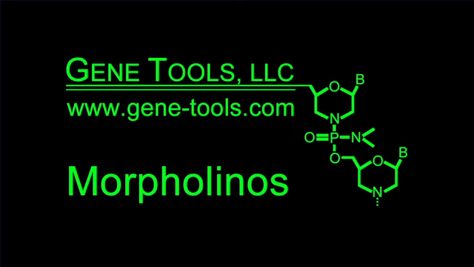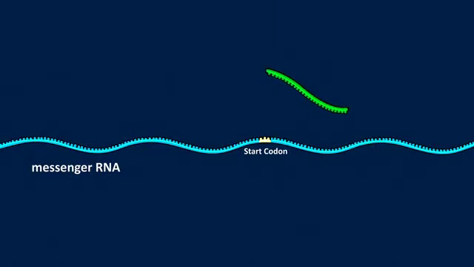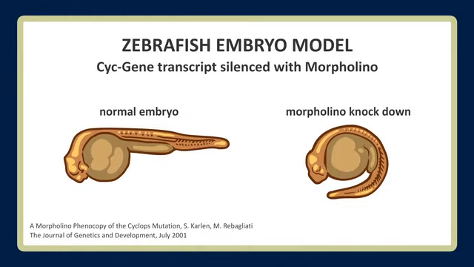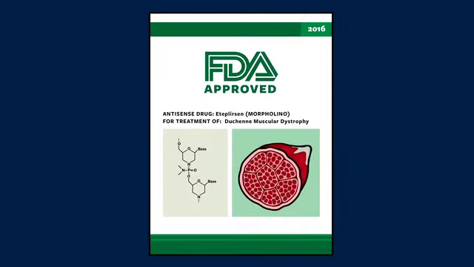Introducing morpholino oligos and their use for blocking protein synthesis. Morpholino oligos are molecular tools that are commonly used in vitro and in vivo to block translation of a targeted transcript, modify splicing of a pre-mRNA, or disable a functional sequence of RNA. Morpholinos are currently used in research and medicine, including human therapeutics.